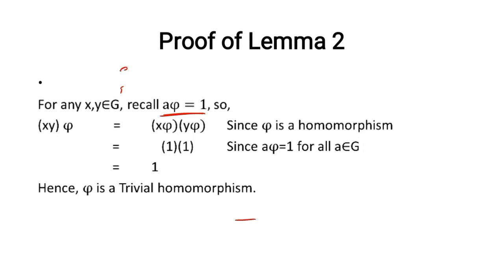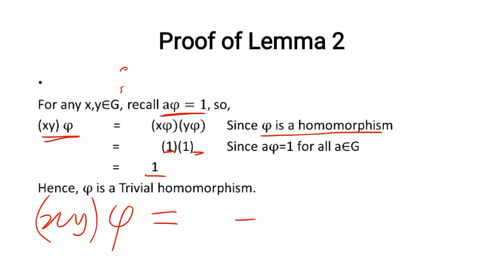So now we're going to check. It picks 2 elements because that's what we always do. We know the rule says X, Y, phi becomes X phi, Y phi because phi is a homomorphism. But then we know X phi goes to 1, and Y phi goes to 1. So for the X we have 1, for the Y we have 1, and 1 times 1 is 1. Clearly X, Y, phi will give us 1. So phi is a trivial homomorphism.